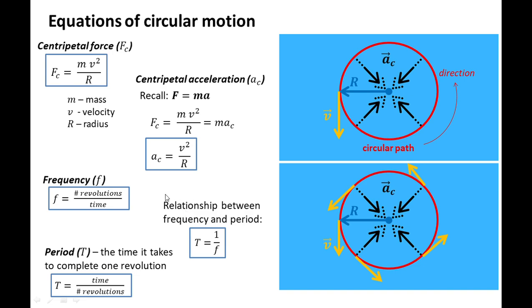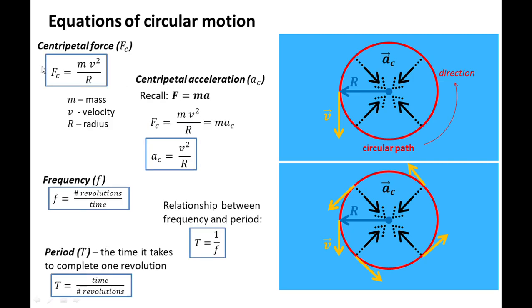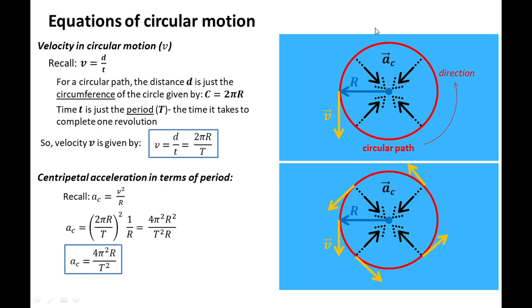And we also have here the relationship between the frequency and the period. The period is just equal to 1 over f, or 1 over the frequency. So we can say that the period is the inverse of the frequency and vice versa. How about the velocity of the circular motion? We have talked about how you can calculate the centripetal force and the centripetal acceleration using the instantaneous velocity of the object during this motion. But what if you do not know the velocity of the object at any point during this motion?